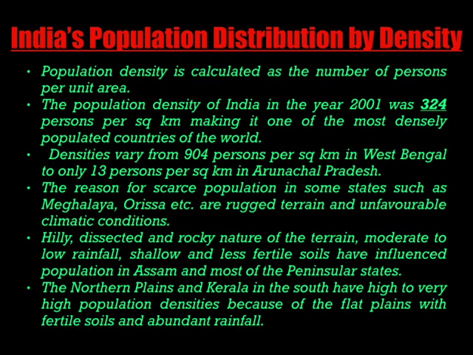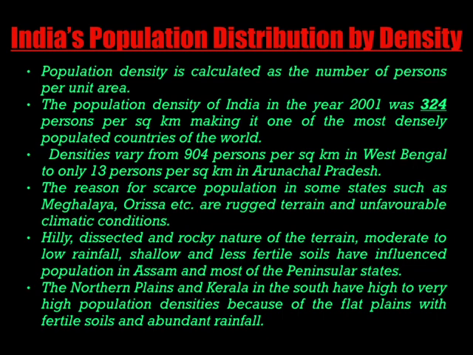The next topic is India's population distribution by density. Friends, population density is calculated as the number of persons per unit area, that means per square kilometer. Population density of India in the year 2001 was 324 persons per square kilometer, making it one of the most densely populated countries of the world. Densities vary from 904 persons per square kilometer in the West Bengal state to only 13 persons per square kilometer in Arunachal Pradesh, which is the eastern state of India.